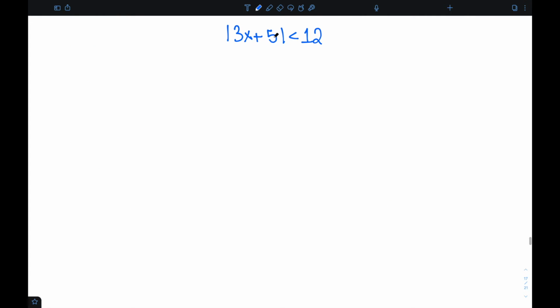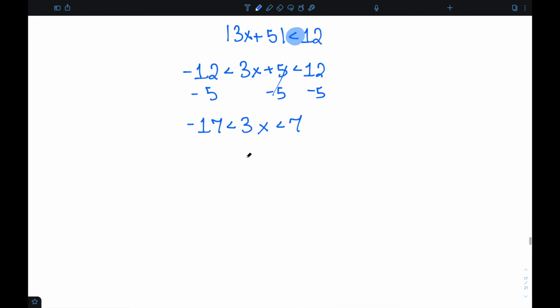Let's start with absolute value of 3x plus 5 is less than 12. We need to use the less than rule, which says to set up the compound inequality, -12 is less than 3x plus 5 is less than 12. We can then subtract 5 from all three sides. That gets me -17 is less than 3x is less than 7. Dividing all three sides by 3 gives me -17 over 3 is less than x is less than 7 over 3.